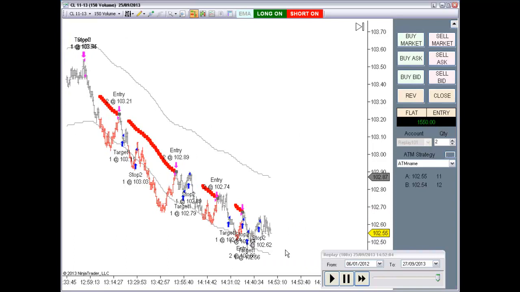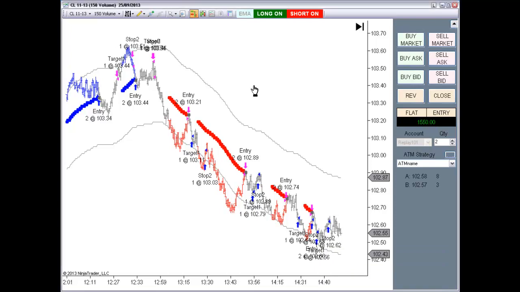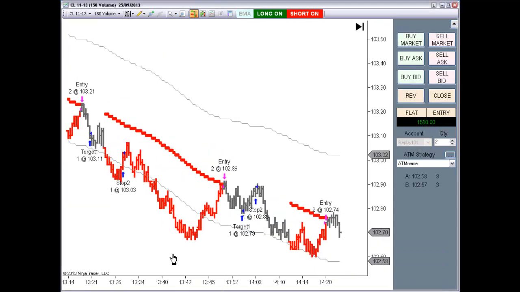Okay, at this time is when the pit session closes on crude oil. So usually we don't have any more trades. So just making a small review.